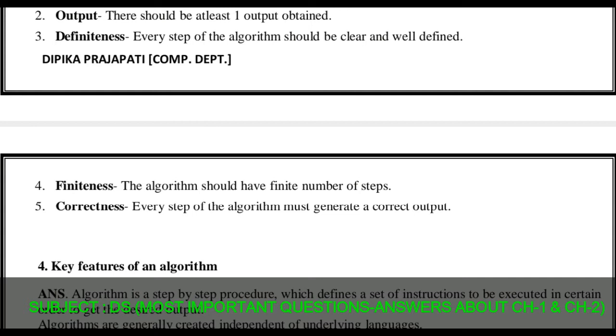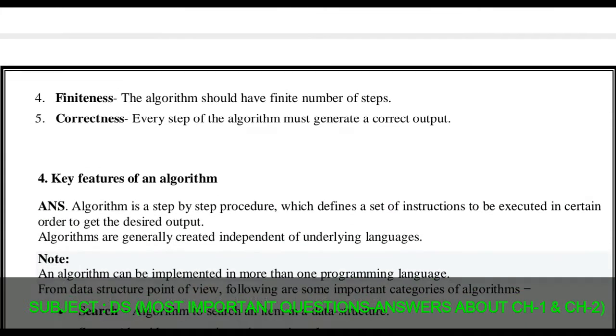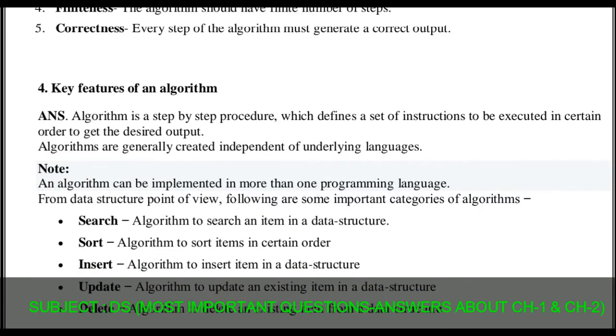Question number 4, key features of an algorithm. So what are the key features of an algorithm? An algorithm is a step-by-step procedure which defines a set of instructions to be executed in a certain order to get a desired output. Algorithms are generally created independent of the underlying language. Note that an algorithm can be implemented in more than one programming language.